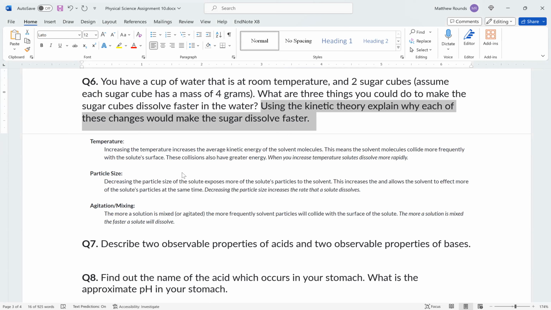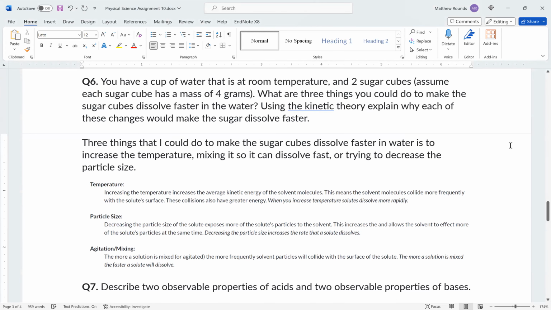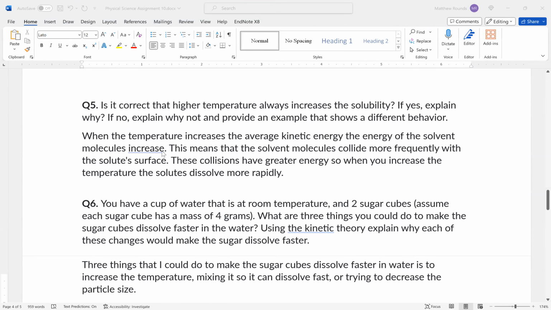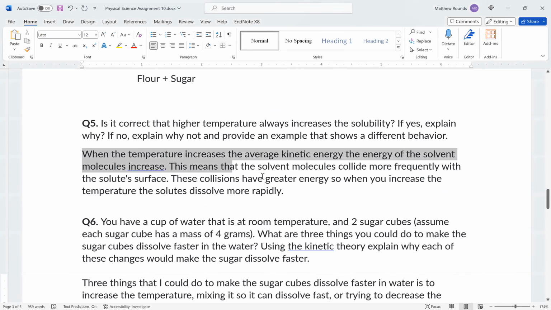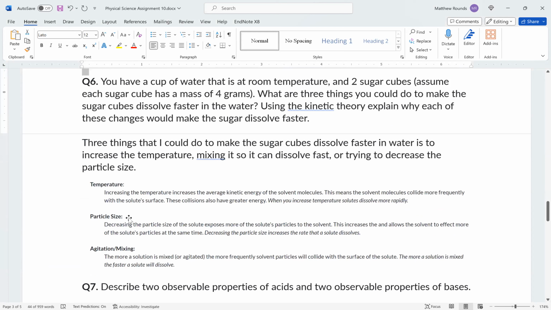Basically, you were right when you first said, well, am I supposed to just summarize these again? Yeah, you're actually just supposed to summarize them again. So this is not enough because it doesn't address the part of the kinetic theory. So I would probably do more of what you did here. Like when you increase the temperature, this happens. When you decrease the particle size, this happens. When you mix it together, this happens.